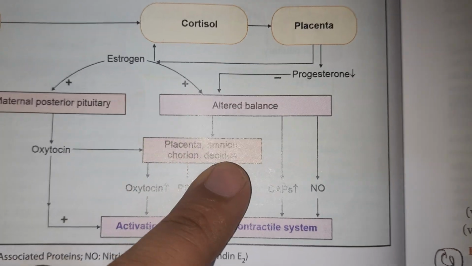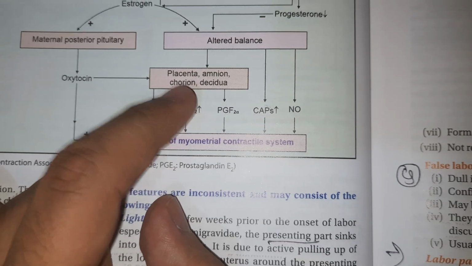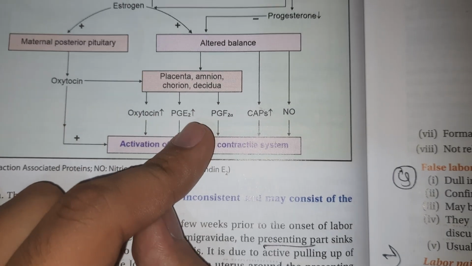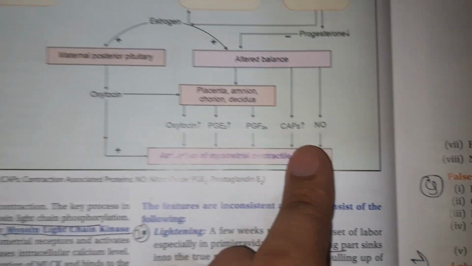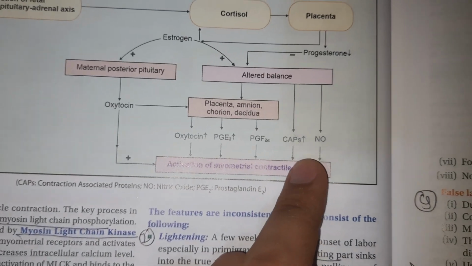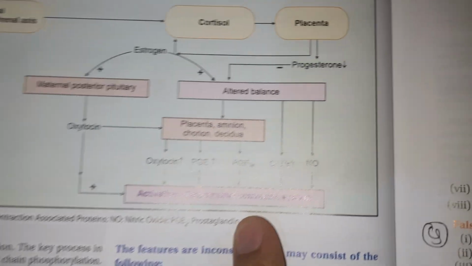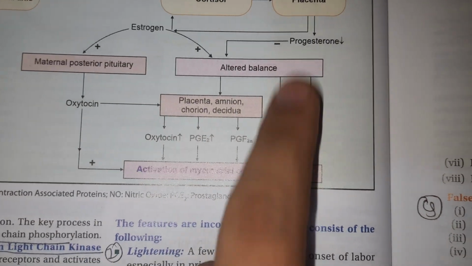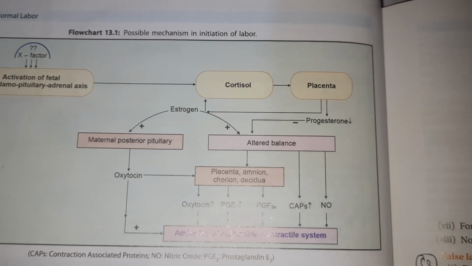Oxytocin also causes the placenta, amnion, and chorion decidua to secrete, and these all produce oxytocin themselves. Prostaglandin E2 increases, prostaglandin F2 alpha increases, CAP, that is contraction associated proteins, increase, and nitric oxide level also increases. These all cause activation of the myometrial contractile system and an altered balance. So this is the mechanism of how the initiation of labor takes place.